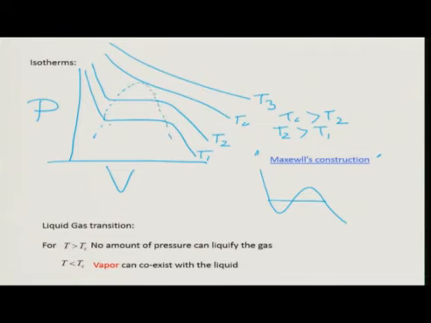I said this region is actually the coexistence region in which liquid and gas coexist. I have to correct myself. Liquid and vapor coexist. Why is it important? Because I gave you the definition of vapor.